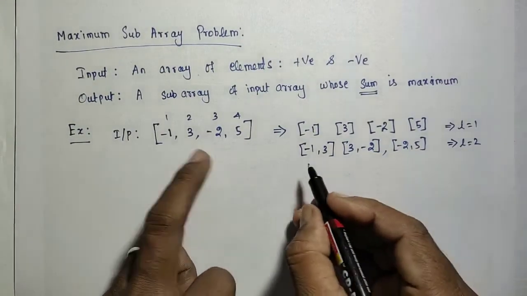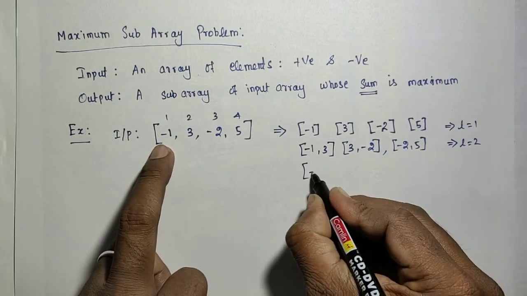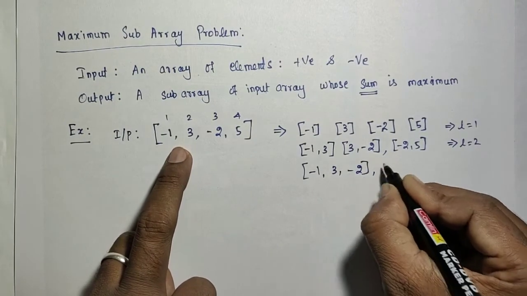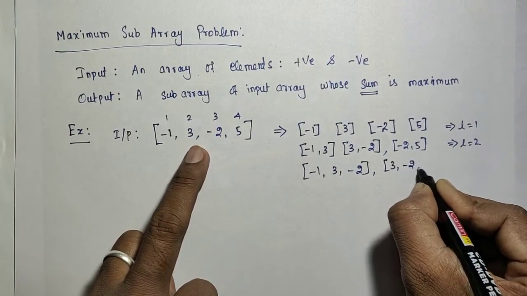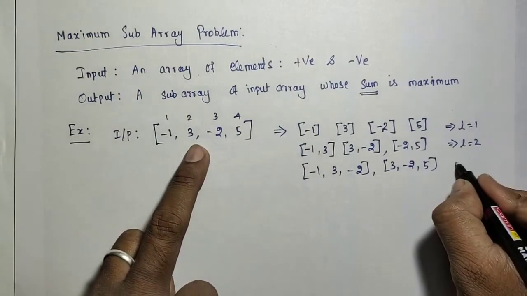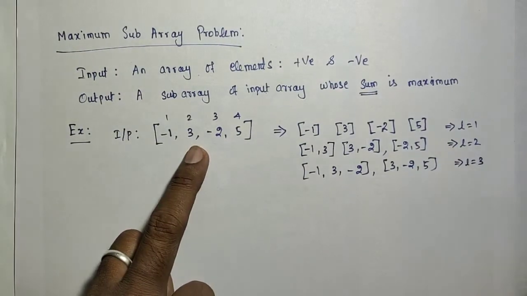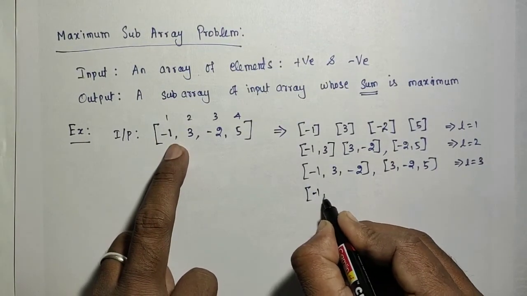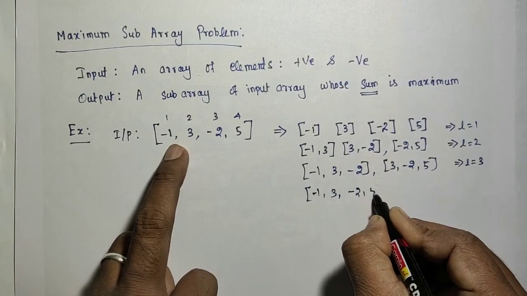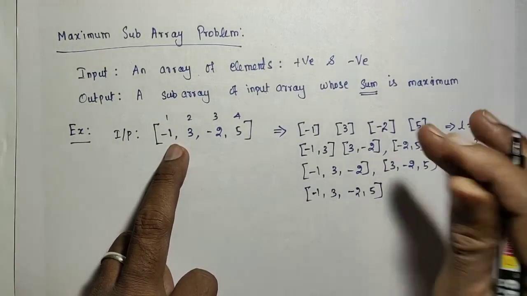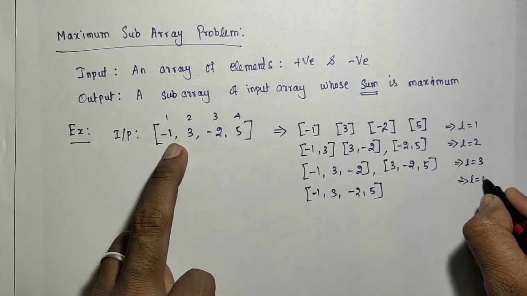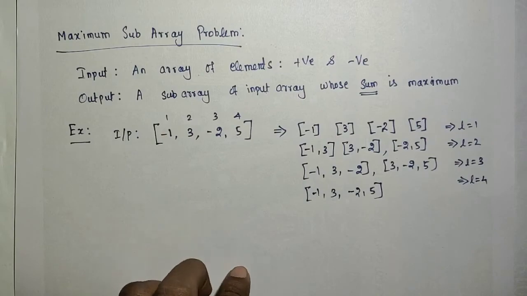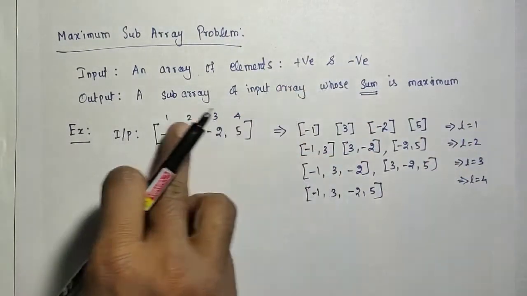For length equal to 3, there are two possibilities: -1, 3, -2, and another possibility is 3, -2, 5. No others are possible for length 3. For length equal to 4, I can say the entire array is a subarray: -1, 3, -2 and 5. That will also be in the subarray list. So L equal to 4. These are all the possible subarrays. From these subarrays, we need to pick the maximum subarray.